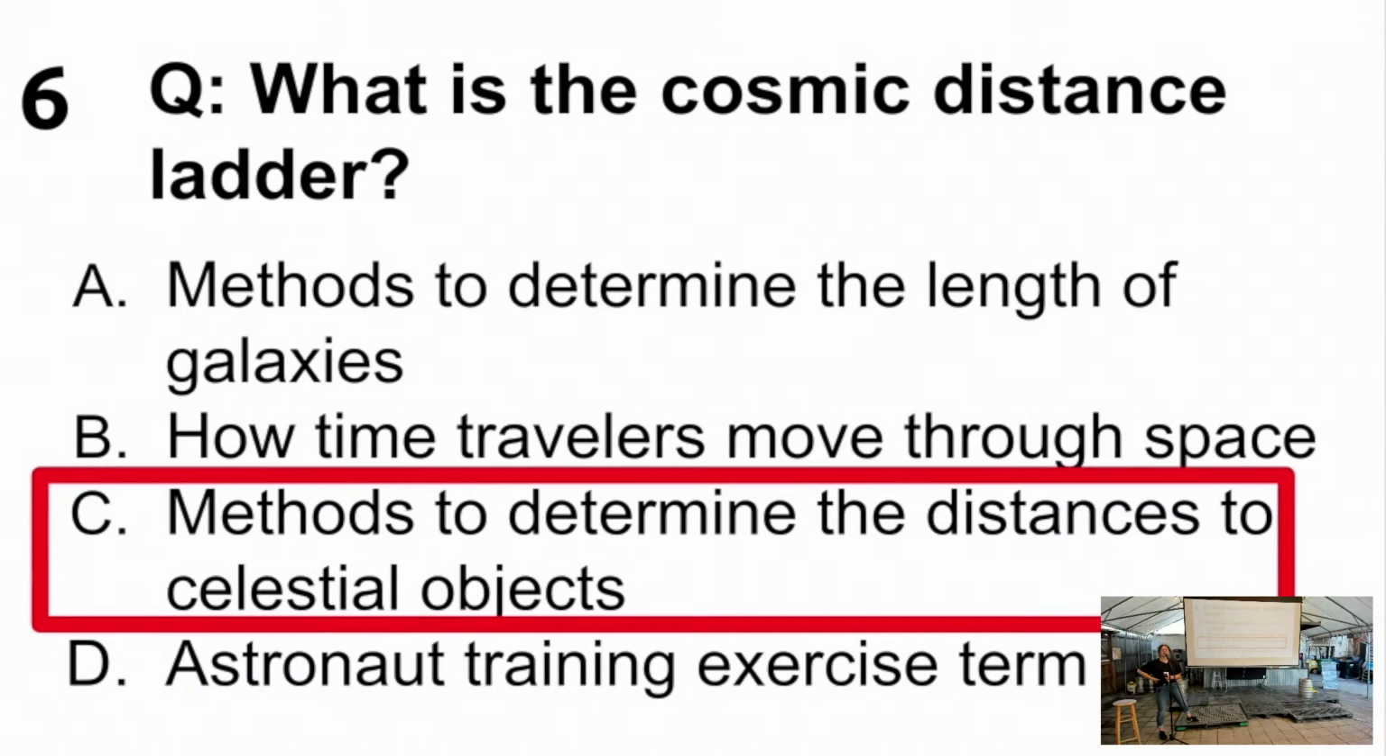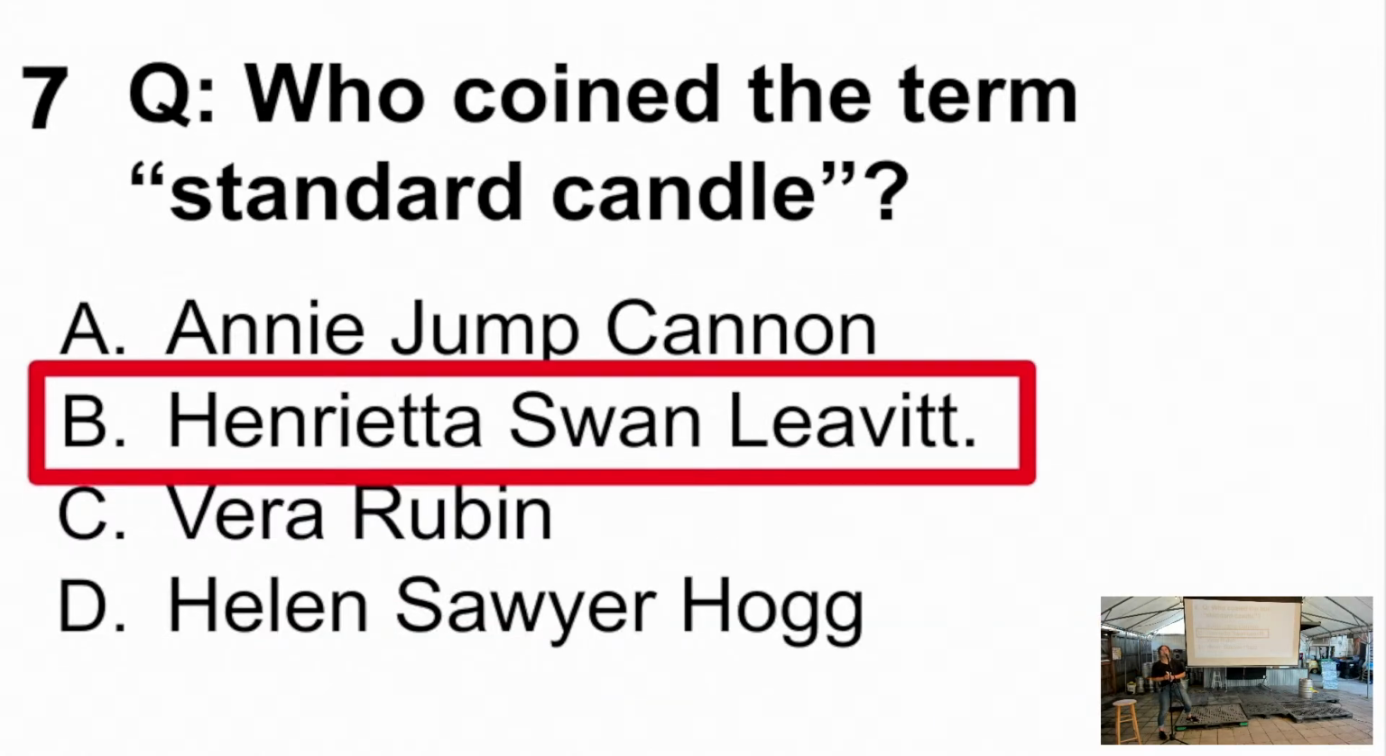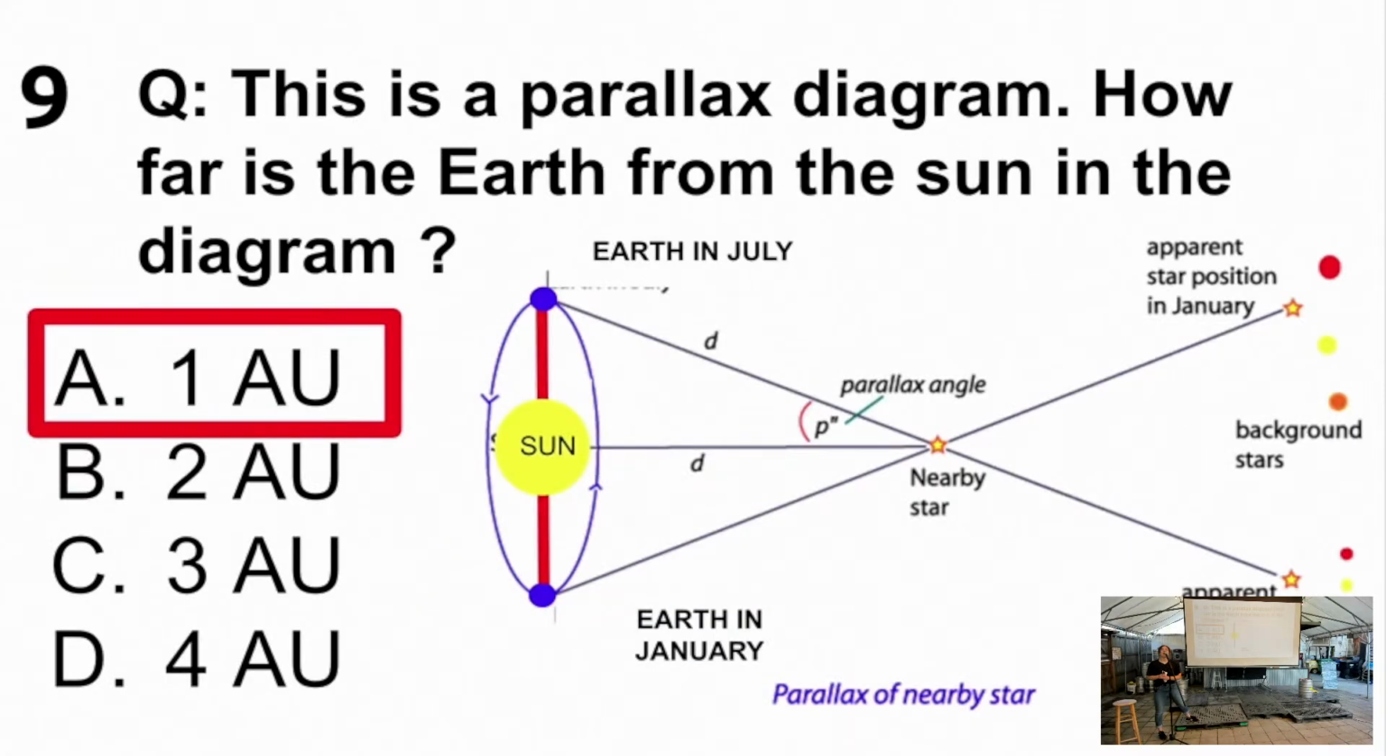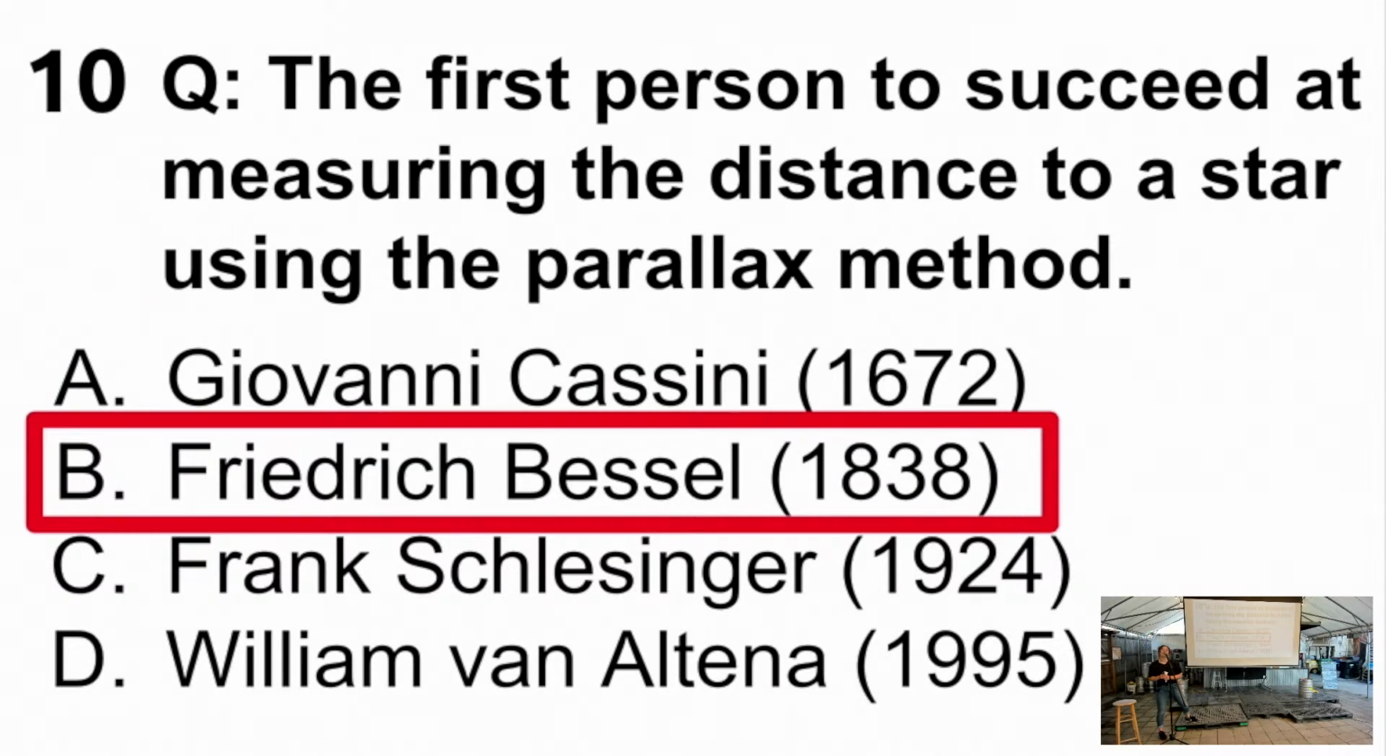The cosmic distance ladder, as you know now, is methods to determine the distances to celestial objects. Henrietta Swan Leavitt coined the term for standard candle. It is true that parallax is the difference in the apparent position of an object viewed along two different lines of sight. The Earth is always 1 AU from the sun. Always is. And the last question, Frederick Bessel is the first person to succeed at measuring the distance to a star using the parallax method.